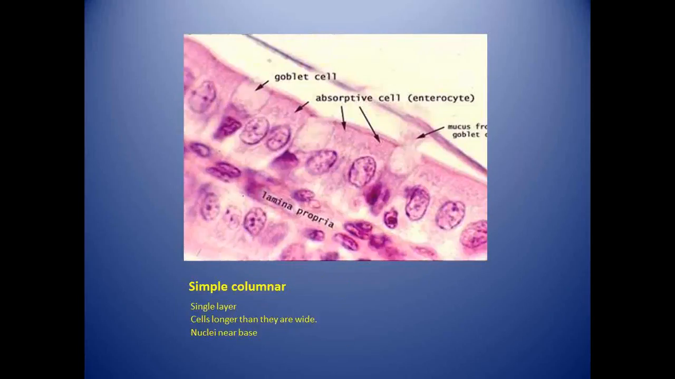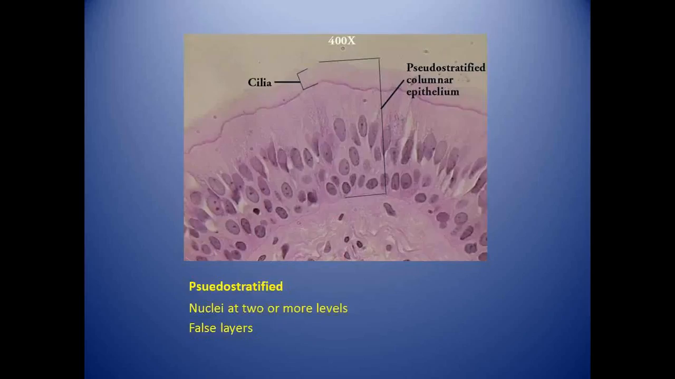Simple columnar. Now, simple still means one layer. Columnar means they are longer than they are wide, so they're like a column. A lot of times you're going to find the nucleus near the bottom or the basement membrane and more away from the free surface. But these are also going to be involved with being absorptive structures.